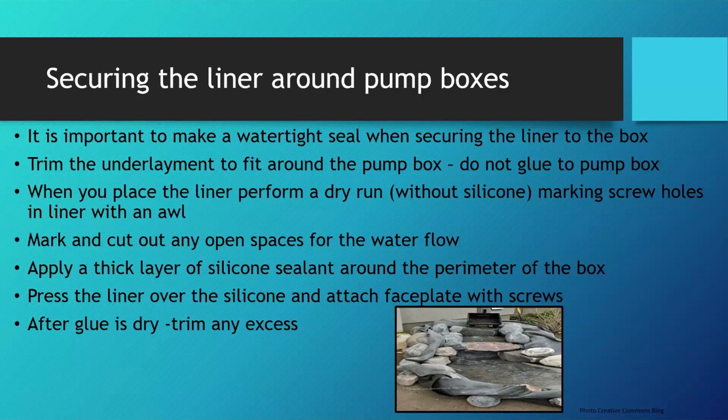There is a faceplate on your pump box that you can take off. Unscrew it, take it off, lay your liner over it, mark the screw holes, and cut out any open spaces that need to be there for water flow. When you're sure of the fit, take it down, apply a thick layer of silicone sealant around the perimeter of the box, press the liner over the silicone, and attach the faceplate with screws into the screw holes that you marked with the awl. Then let it sit and dry. After the glue is completely dry, you can trim off any excess liner that's showing.